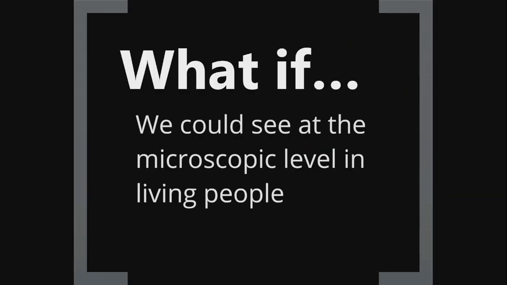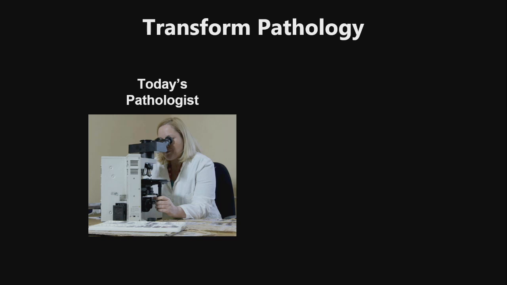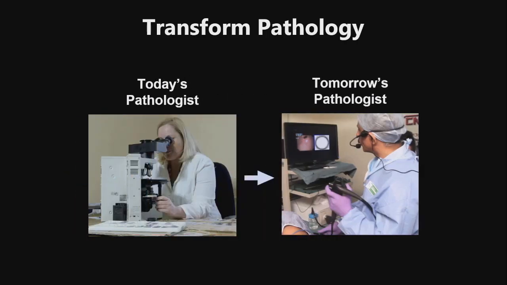So all of these problems with the gold standard method have led us to ask, well, what if instead of having to do that, you could actually see at the microscopic level in living people? Well, if you could do that, you could transform pathology. So today's pathologist looks under a microscope all day at all of these trays of slides. But tomorrow's pathologist can actually be looking at the microscopic images in real time as they're doing a procedure in the patient. And this has started a new field called interventional pathology, where the pathologist is actually an interventionalist making the diagnosis in real time.